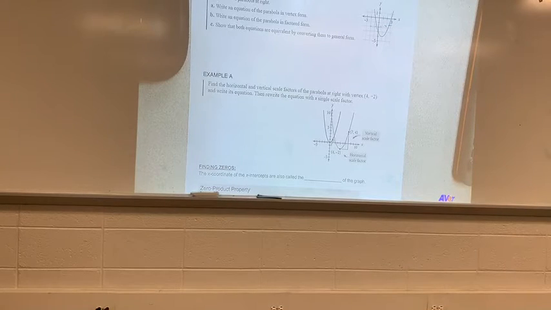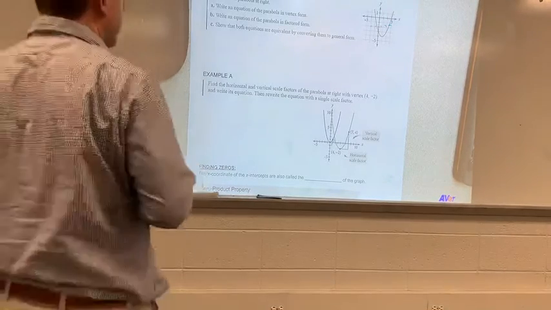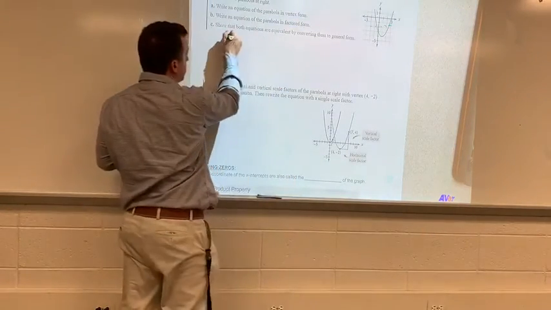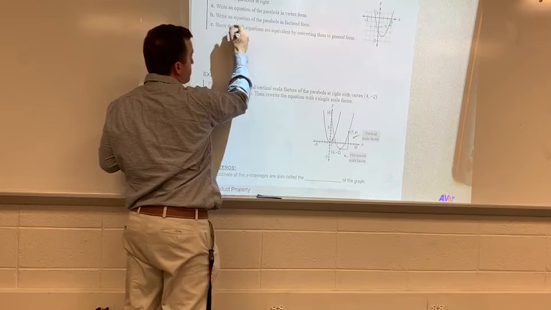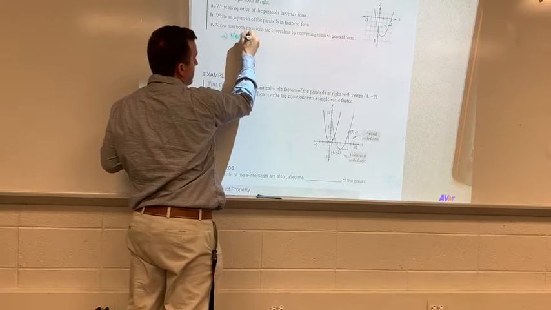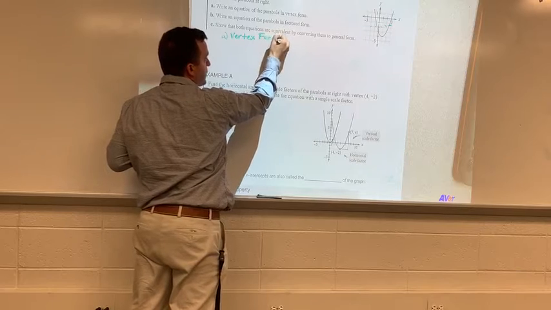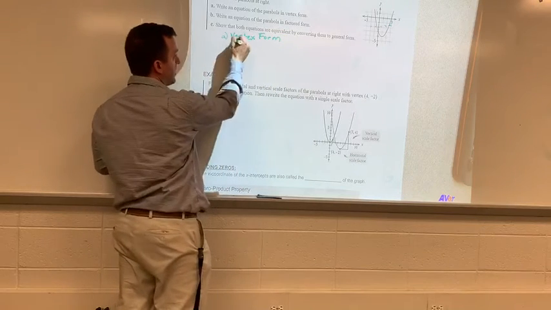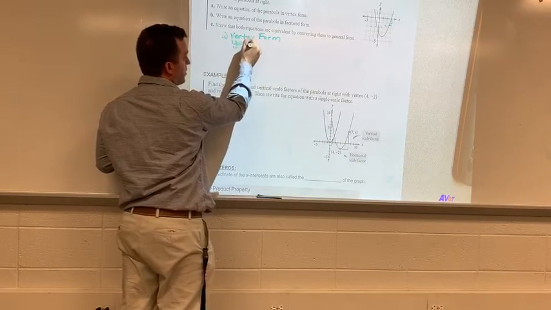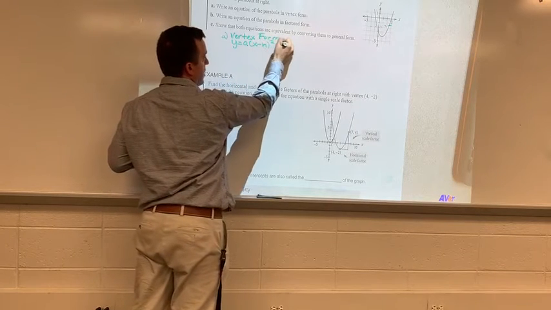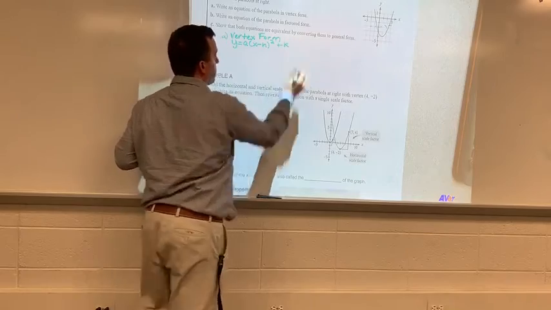So in looking at example C for this problem, we had to write an equation in vertex form. So for question A, we have vertex form, and I always like to rewrite it. It's a powerful way of learning. So that's y equals a times x minus h squared plus k.